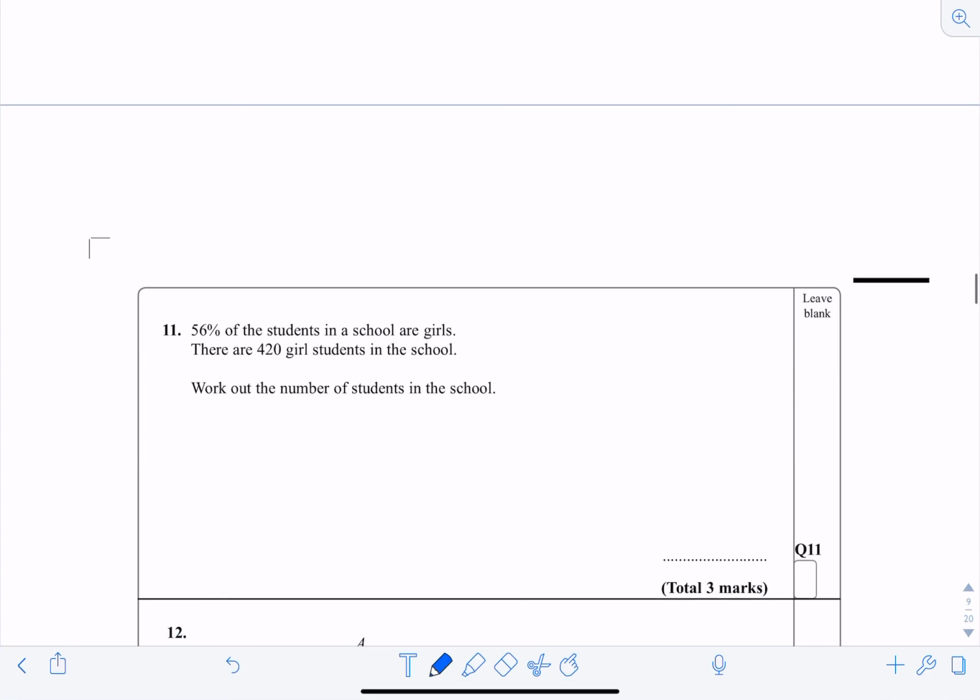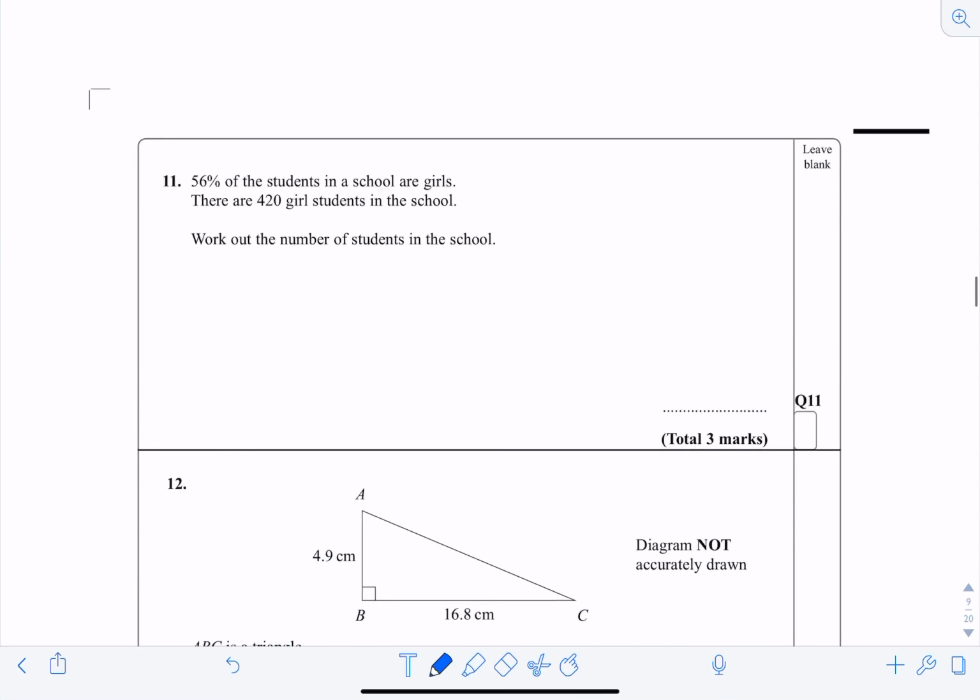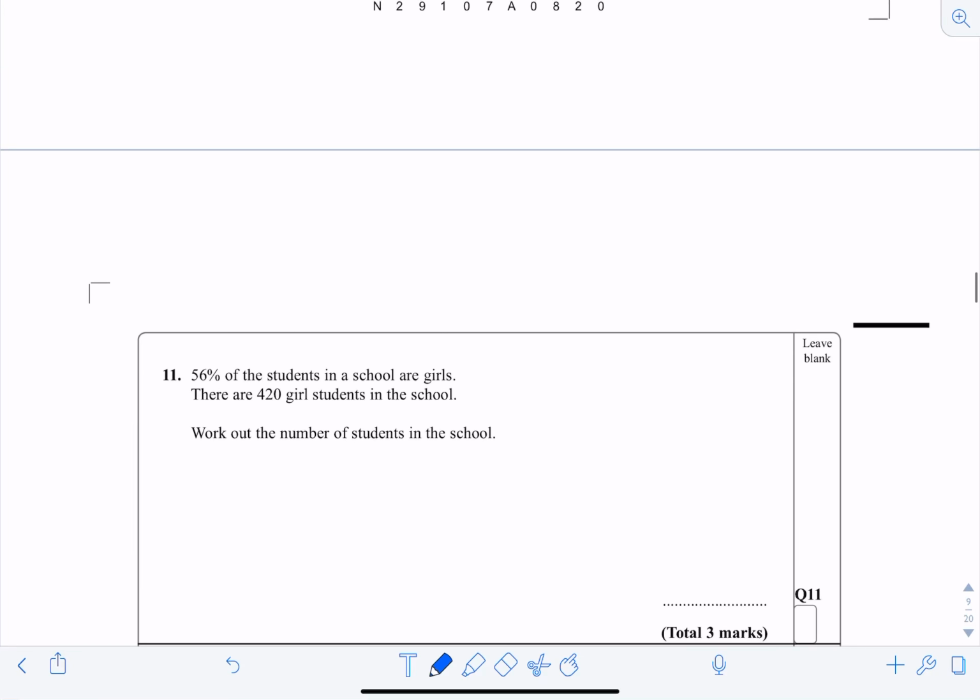So the next one is, should we do the next one? Yeah, let's just do question 11. 56% of the students in school are girls. There are 420 girls in the school. Work out the number of students in the school.